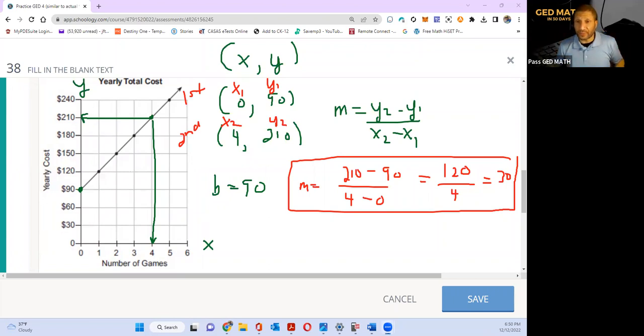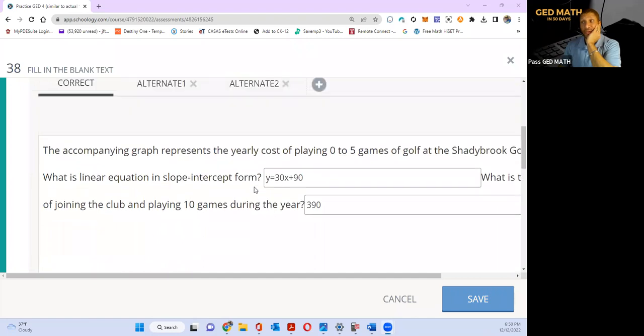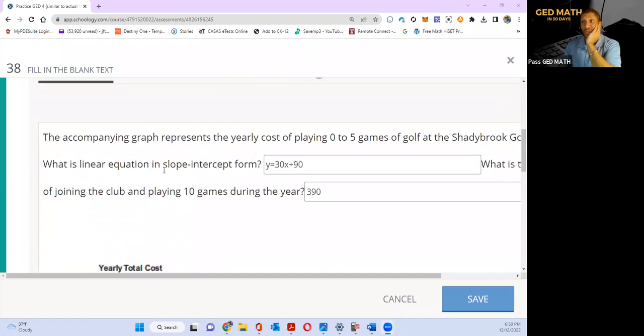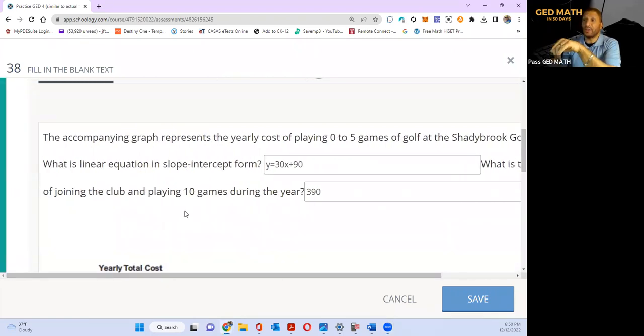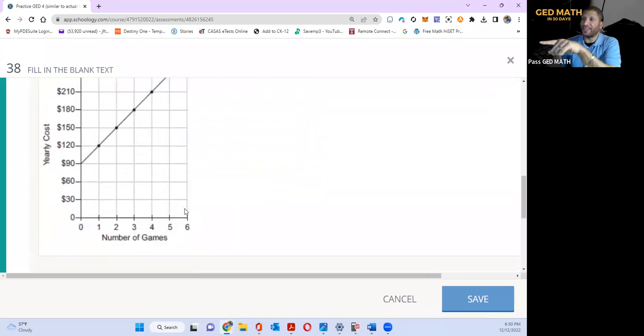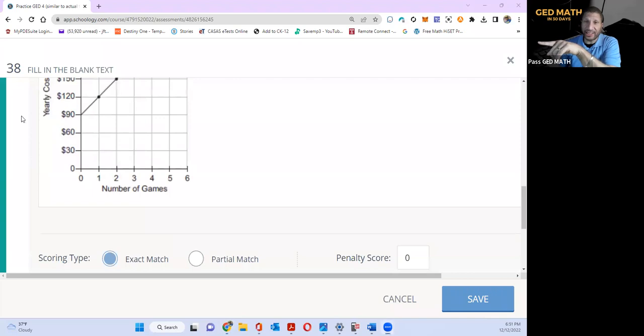Okay, so this is a word problem. But watch this. Now let me ask you something, Mr. Tinsley. You didn't even read the word problem. Why? Because I already know it says what is the linear equation in slope-intercept form. But the second part is what is the total cost of joining the club and playing 10 games. So what you have to understand is it tells you what the X is.